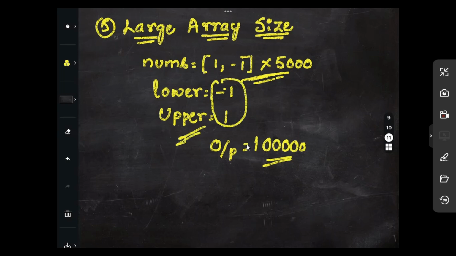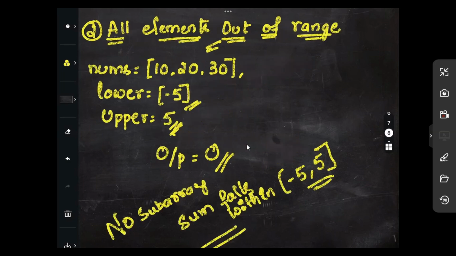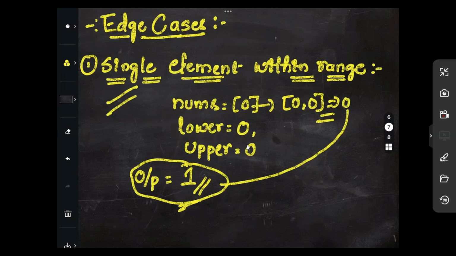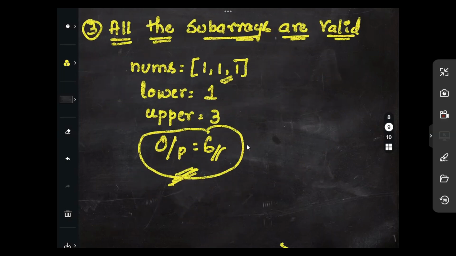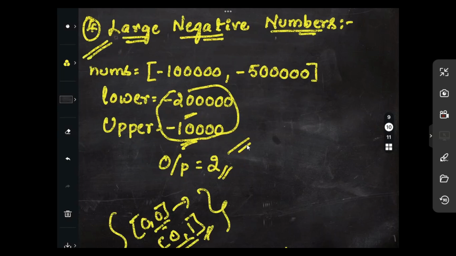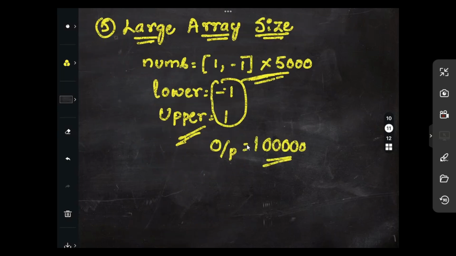These are the 5 edge cases that we need to consider. So what was the first edge case here? The first edge case we considered for single element within range. The second edge case we considered for all elements out of range. The third edge case we considered for all the subarrays are valid. The fourth edge case we considered for large negative numbers. And the fifth edge case that we considered was this one, large array size. I hope all the edge cases are clear along with the approach that we discussed.